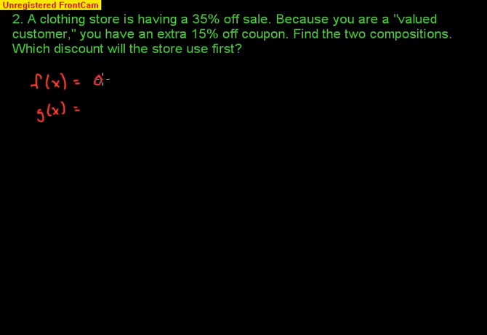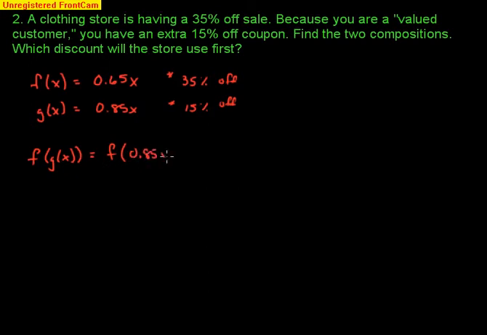Well, if you get 35% off, you have to pay 65%. There we go. G of x is going to represent what happens when you get the 15% off. Well, if you get 15% off, then you are paying 85%. So that's 35% off, 15% off. So let's do the two compositions. So let's do f of g of x. And we'll take f of 0.85x, right? That's what g is.